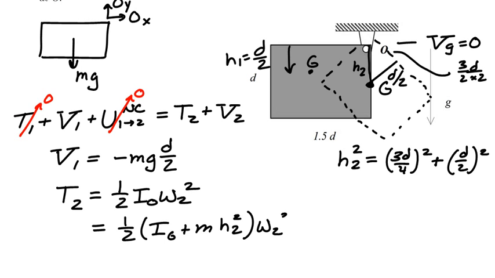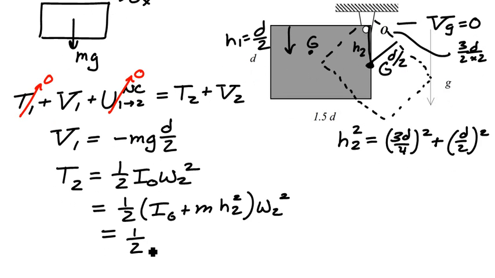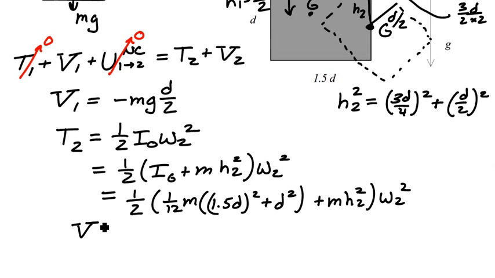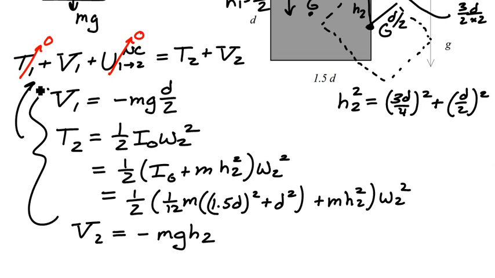I'm going to multiply that by omega 2 squared, and then I can note that I about G for a thin plate is simply given by 1/12 m times, in this case, the width, which is 1.5d quantity squared, plus d quantity squared. I'll add to that the term from the parallel axis theorem, so I'll have an additional m times h2 squared, and that'll be times omega 2 squared. The potential energy of the second state, what we'll call V2, is just going to be given by minus m times g times h2.